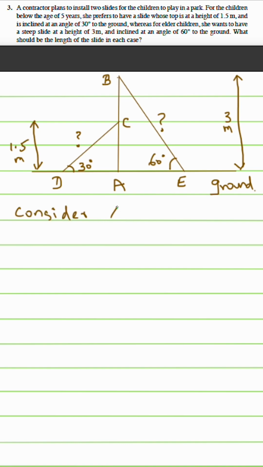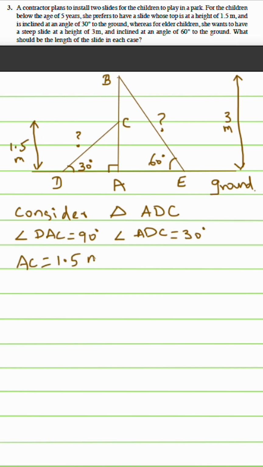Now let's consider triangle ADC. In that, angle DAC is 90 degree and angle ADC is 30 degree. We also know the height of AC, which is 1.5 meter. We have to find CD. For 30 degree, we know the opposite side and we have to find the hypotenuse. So let us write sine 30 equal to opposite side by hypotenuse. Opposite side is 1.5 meter and the hypotenuse, let's keep it as it is, that is CD. And we know the value of sine 30 as 1 by 2.